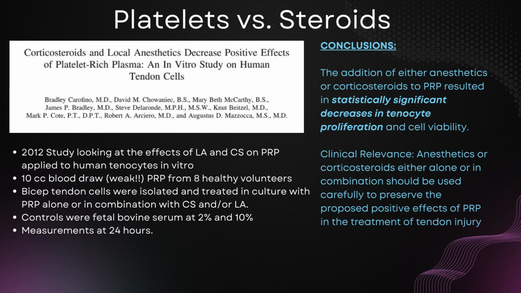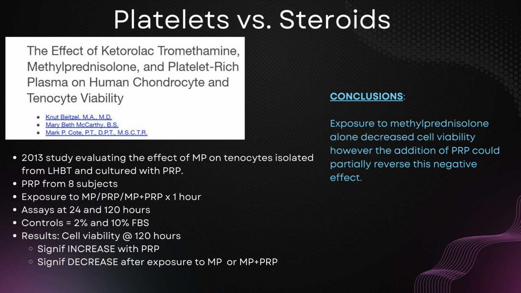Local anesthetics and steroids are bad for MSK tissue, and adding them to PRP may negatively impact your outcomes. The following year, Beitzel published this study, again, mostly keeping in line with current thinking. PRP from 8 subjects, tendon cells from the long head of the biceps, exposure to either methylprednisolone alone or methylprednisolone in combination with PRP. Both of these groups fared poorly when compared with PRP and even ketorolac, surprisingly. However, the combination of methylprednisolone and PRP was less bad, if you will, than methylprednisolone alone in terms of cell viability.